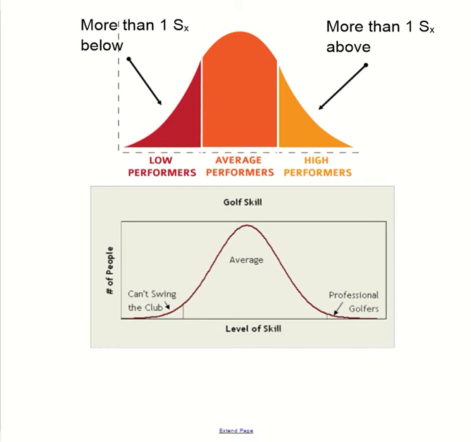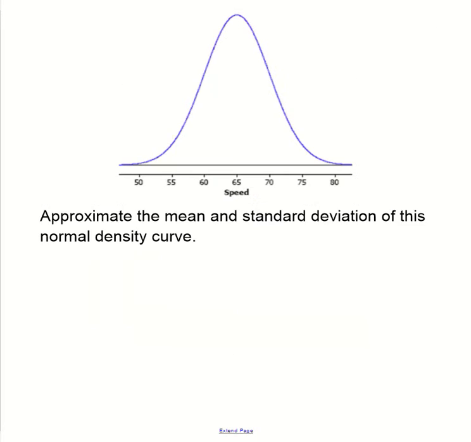If you think about it in golf, right here are our professional golfers. That's going to be like 2 or 3 standard deviations away. It's a very small percentage. And then down here, 2 or 3 standard deviations the other way are the people who can't even swing the golf club. That's another very small percentage. And that's kind of how the normal distribution works.